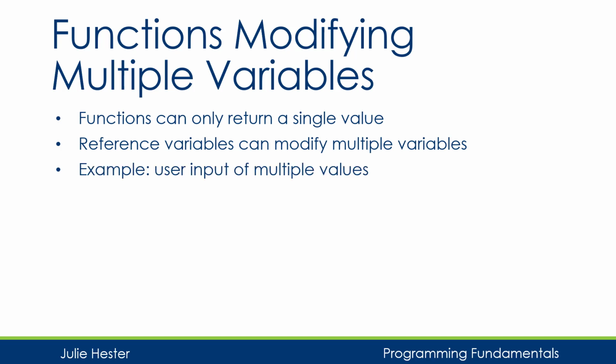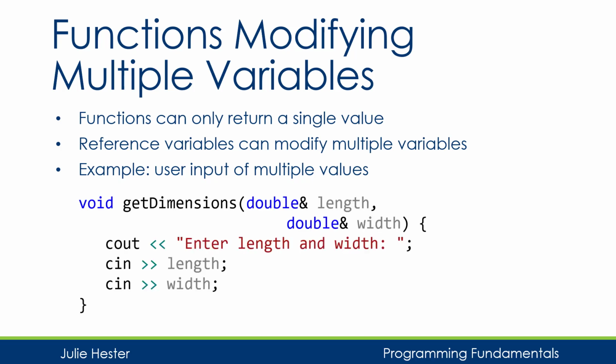And a situation in which we might want to do that is if we have user input, where we want the function to get the input from the user and we're asking them for more than one thing. So it could look something like this. I have a function named getDimensions, and it has two parameters. They're both doubles, and they're both references, length and width. When I ask the user for the length and width, and I get the values from the user, I'm actually populating the original variable that was in the function that called this function.